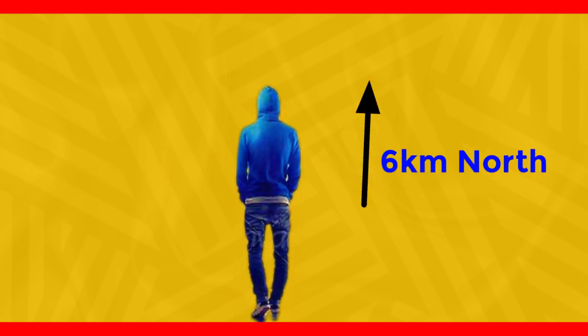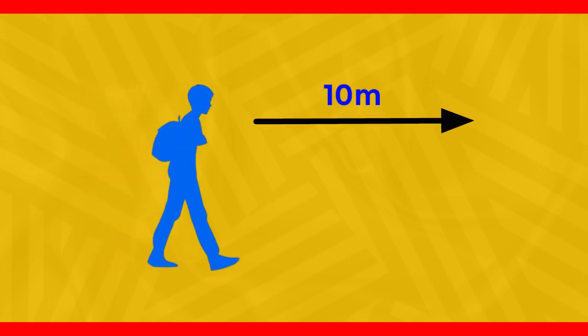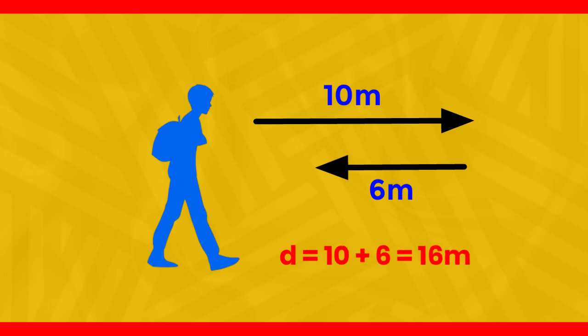Let's say a man travels 6 km north. North is telling us the direction in which the man travels. In the case of distance, it has no direction. If a man moves 10 meters east and moves back 6 meters west, the total distance covered is 10 plus 6, which is equal to 16 meters.